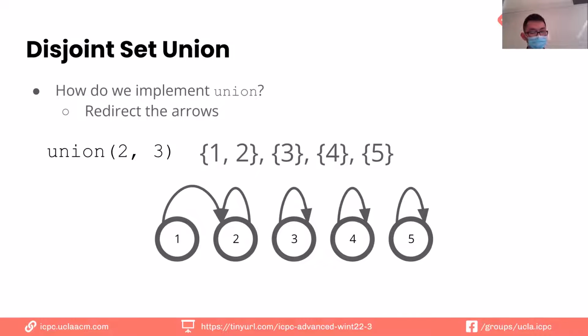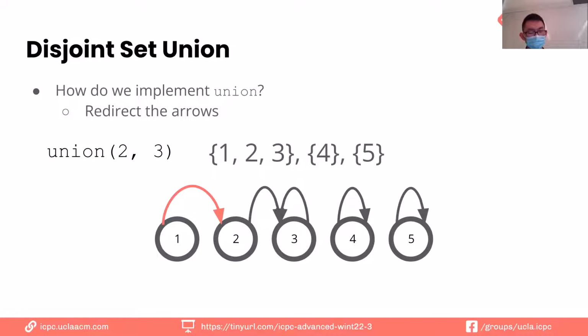And what if we want a union 2 and 3? Then we choose an element between 2 and 3 to be the new representative for the set. And here we choose 3. So now 2 and 3 have the same representative. That means they're now in the same set, but 1 still had 2 as its representative. So does that mean 1 and 2 are not in the same set?